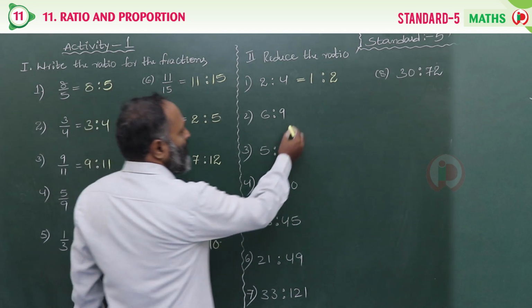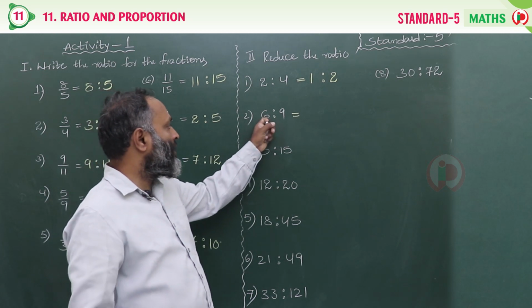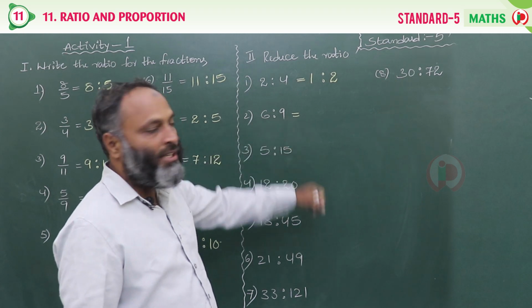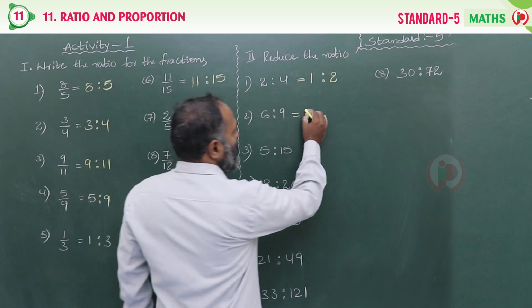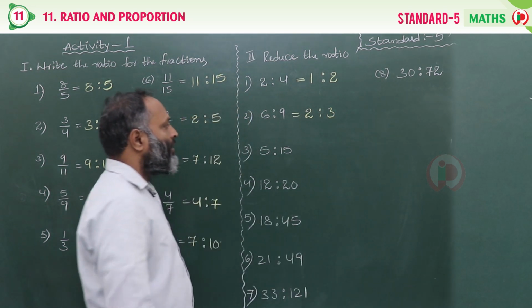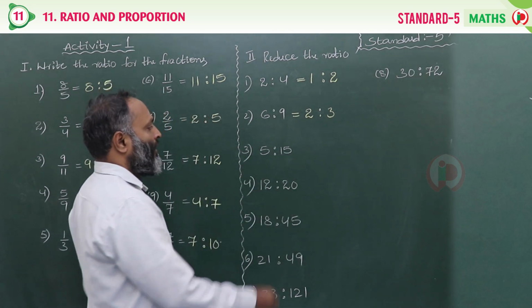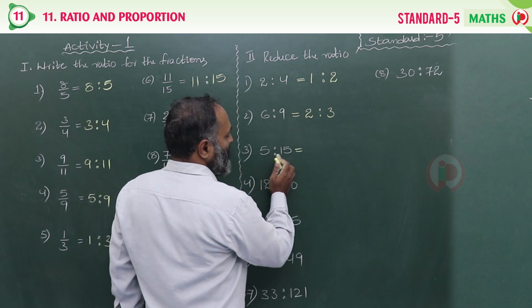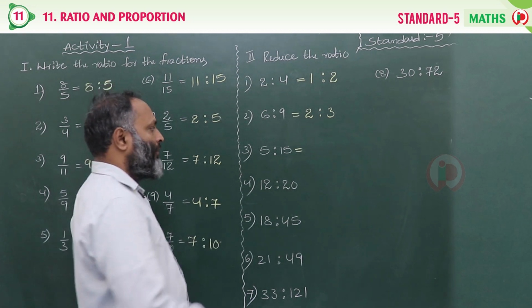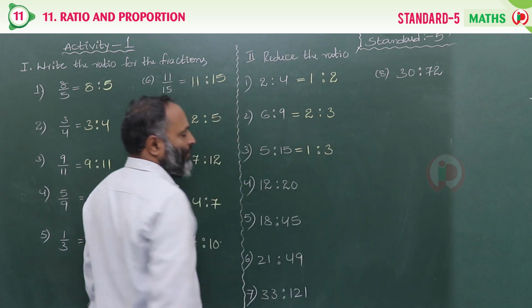In the same way 6 is to 9. In the 3 table we get 6 and 9, so these two have common factor 3, and we can divide 6 and 9. 3 twos are 6, 3 threes are 9. Now in the same way 5 is to 15. 5 and 15 have common factor 5. 5 ones are 5, 5 threes are 15.